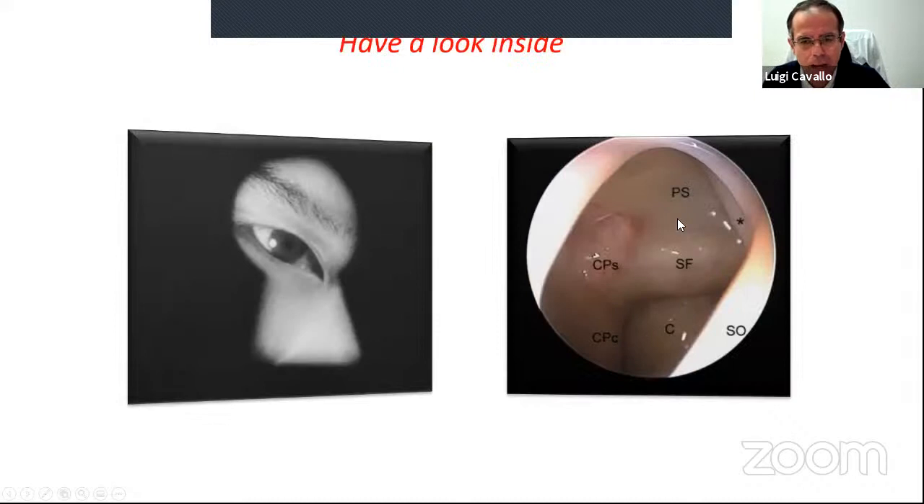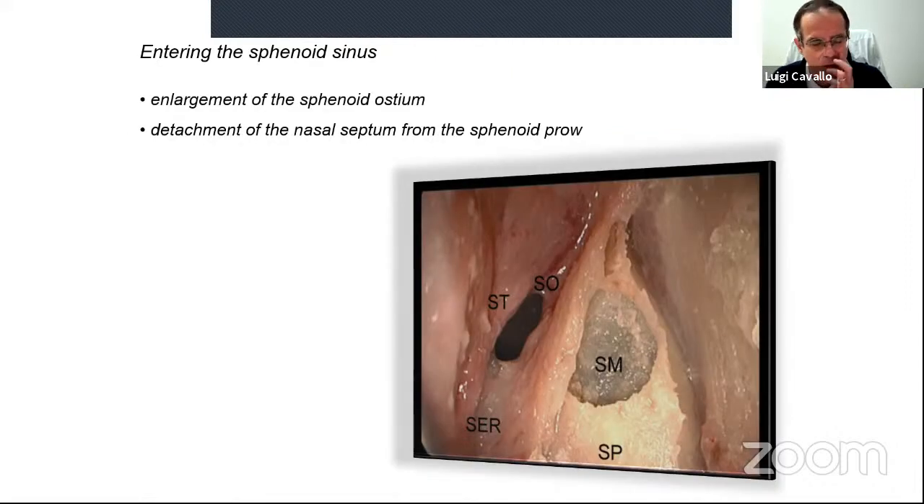Of course, you can even see the sella through the sphenoid sinus, but before you try to manipulate the instruments inside the sphenoid sinus, you have to enlarge the anterior sphenoidal wall.